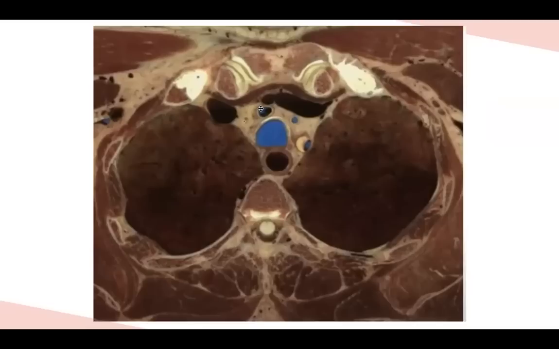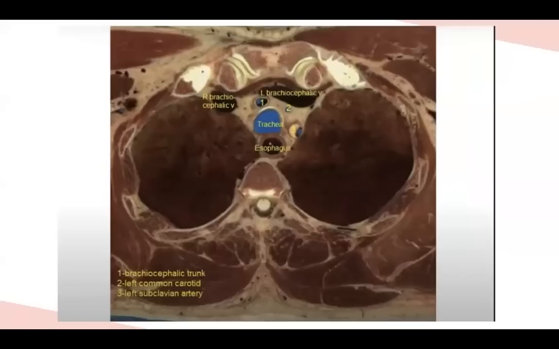Okay, does anyone know what this vessel is? Is it the right brachiocephalic trunk? Yes, it is. Nice. And does anyone know what these two branches are? The left subclavian and the left common carotid. Yes, nice. So this is the labeled version. The left brachiocephalic vein, the right brachiocephalic vein, the trachea and esophagus, and the three main branches, which are the right brachiocephalic trunk, the left common carotid, and the left subclavian.